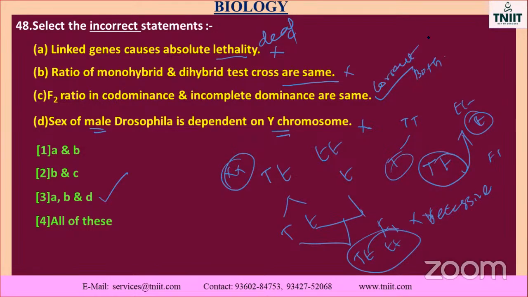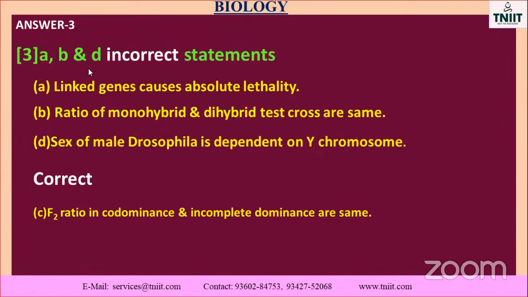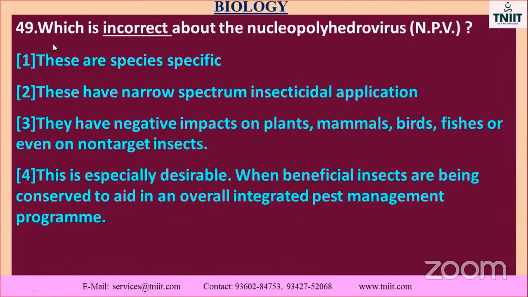Okay, my dear, this is very, very important. See here, A, B, D are the incorrect statements. Linked gene causes absolute lethality. Ratio of monohybrid and test cross are the same. Sex of male Drosophila depends on the Y chromosome. These are all incorrect statements. The correct statement is the F3 one. So this is the option. Incorrect only they asked, isn't it? So go to the next one.